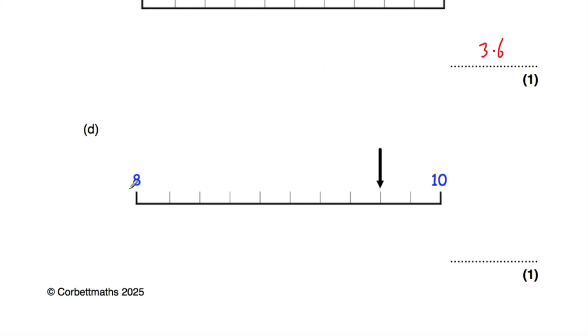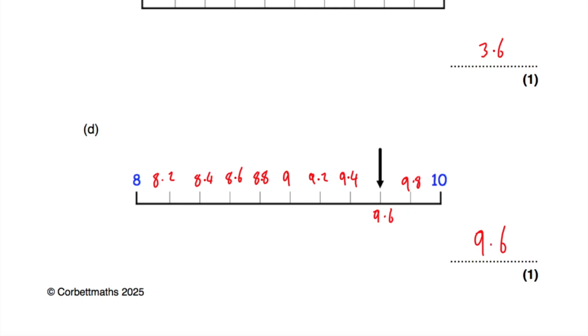So part D, we've got 8 here and 10 here, and we want to know what this arrow is pointing to, so what number this is. So is it 0.1? So 8, 8.1, 8.2, 8.3, 8.4, 8.5, 8.6, 8.7, 8.8, 8.9, 9. So that's not 10, so it's not 0.1. So let's try 0.2. So 8.2, 8.4, 8.6, 8.8, 9, 9.2, 9.4, 9.6, 9.8, and then it'll be 10. So that's right, so 9.6, and that's it.